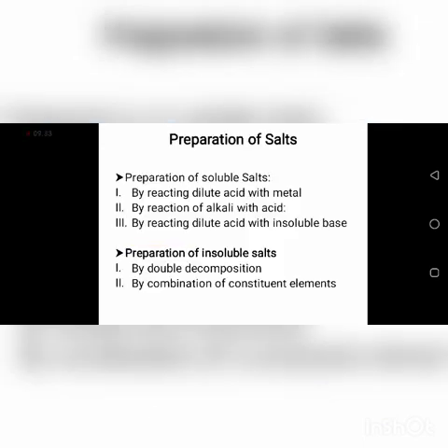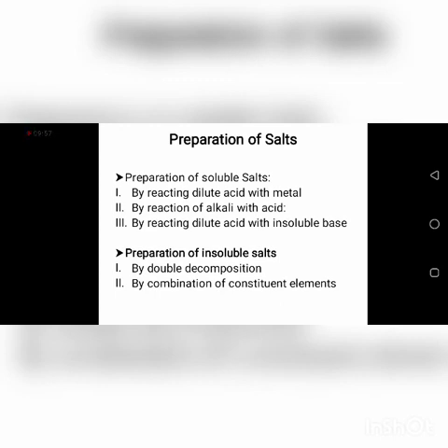So now we look at the preparation of salt. Salt can be prepared whether it is a soluble salt or an insoluble salt. Soluble salt can be prepared by reacting dilute acid with metal, by reacting alkali with acid, which is a neutralization reaction, or by reacting dilute acid with an insoluble base. These are methods by which soluble salt can be prepared.